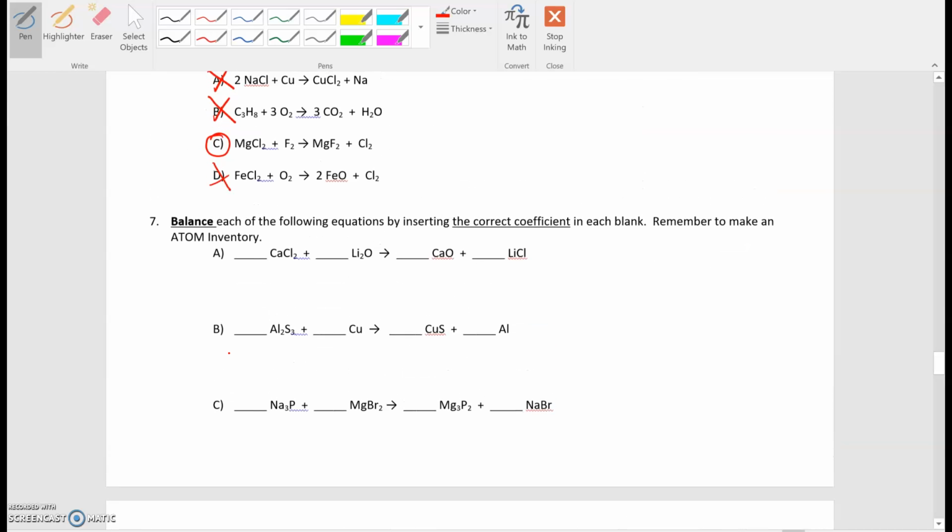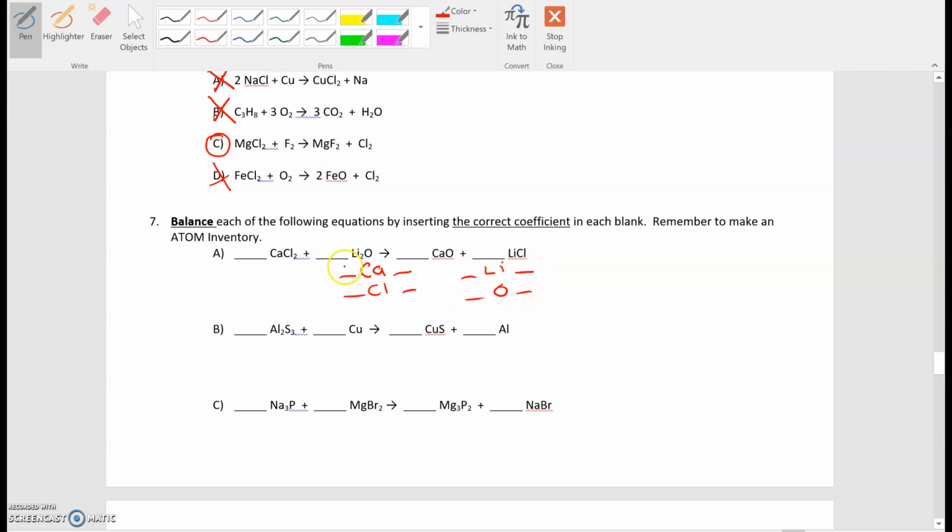Let's do 7 together. And then you can do B and C on your own. So first you want to take an atom inventory. So you have calcium, chlorine. We don't have a lot of space, so we'll do lithium and then oxygen.